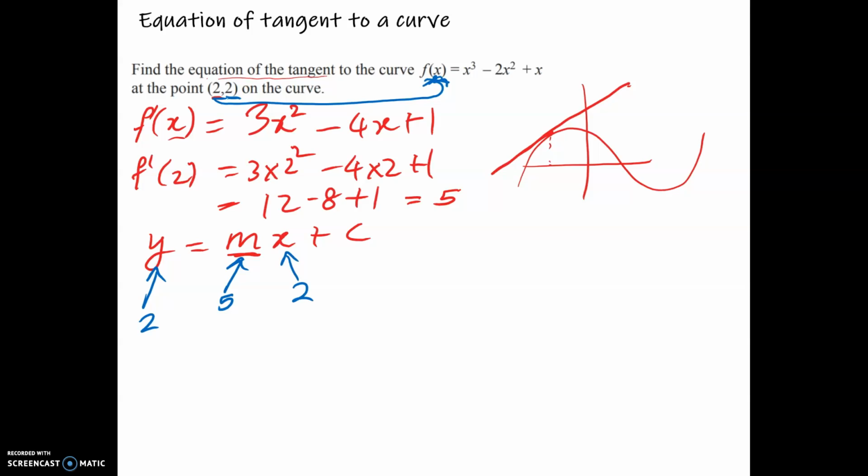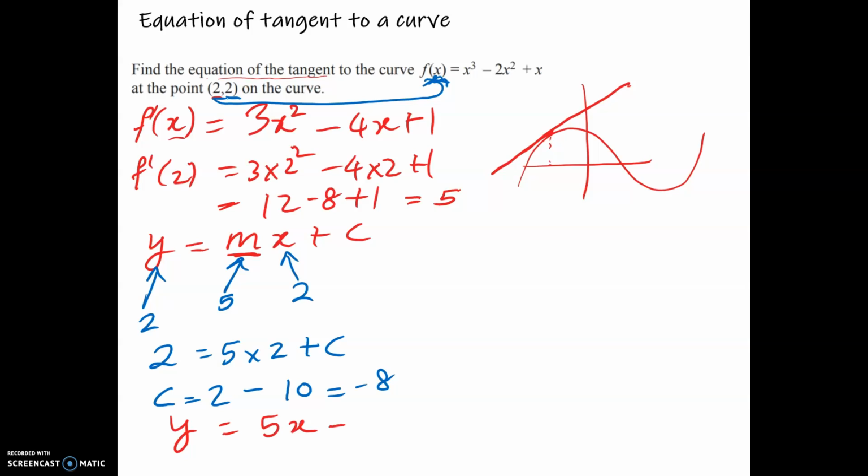Okay, so here let's work out the c. So 2 equals 5 times 2 plus c. C is equal to 2 take away 10, which is negative 8. So the equation of the tangent is y is equal to 5x, which is the gradient, minus 8, which is the c.